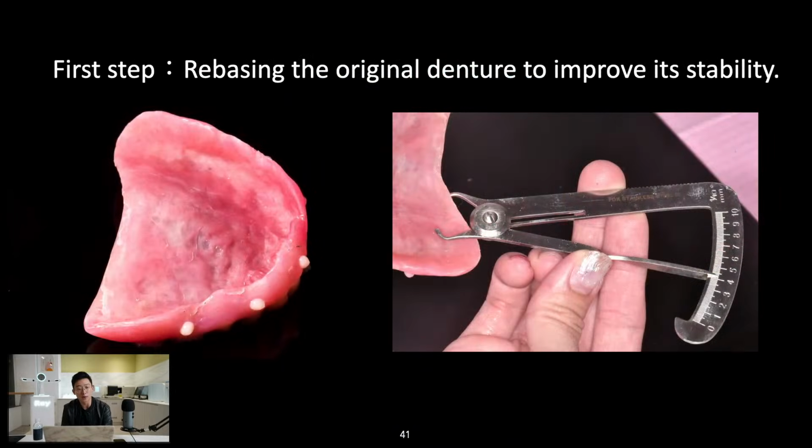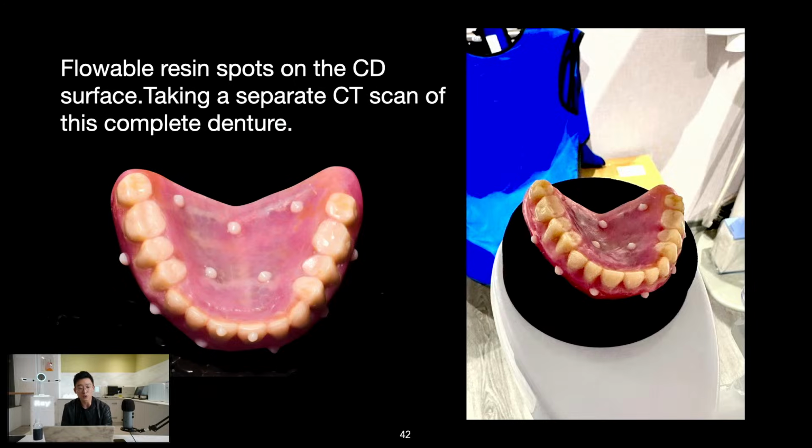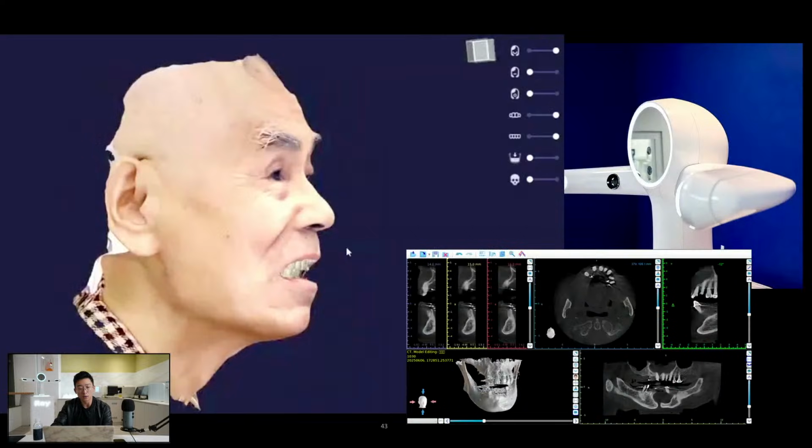The first step, I rebase the original denture to improve its stability, because we need this as a reference to connect different kinds of information. So we use the flowable resin, which is radio opaque, and I apply the spots on the CD surface and take a separate CT scan for it. And then we ask the patient to wear this denture to take the CBCT and also the facial scan.